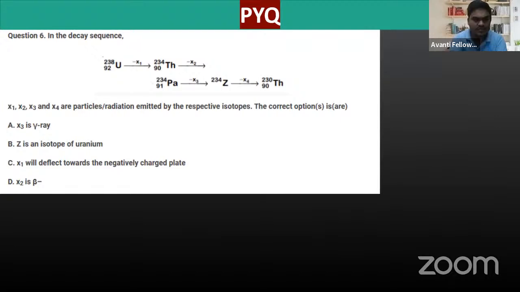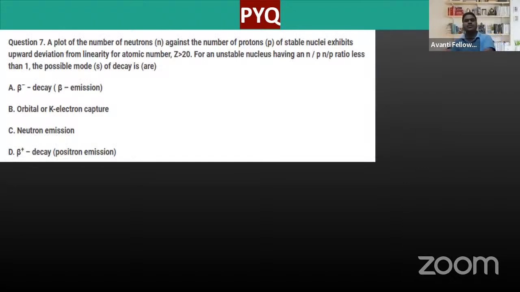On a similar basis, try to solve this question. This question is also very easy, so try to solve it so that you get a better idea of how such questions are solved. Let's discuss this question once so that you can understand. A plot of the number of neutrons n against the number of protons of stable nuclei exhibits upward deviation from linearity when the atomic number is greater than 20. For an unstable nucleus having a neutron-to-proton ratio less than 1, what are the possible modes of decay? So which mode is possible in this?